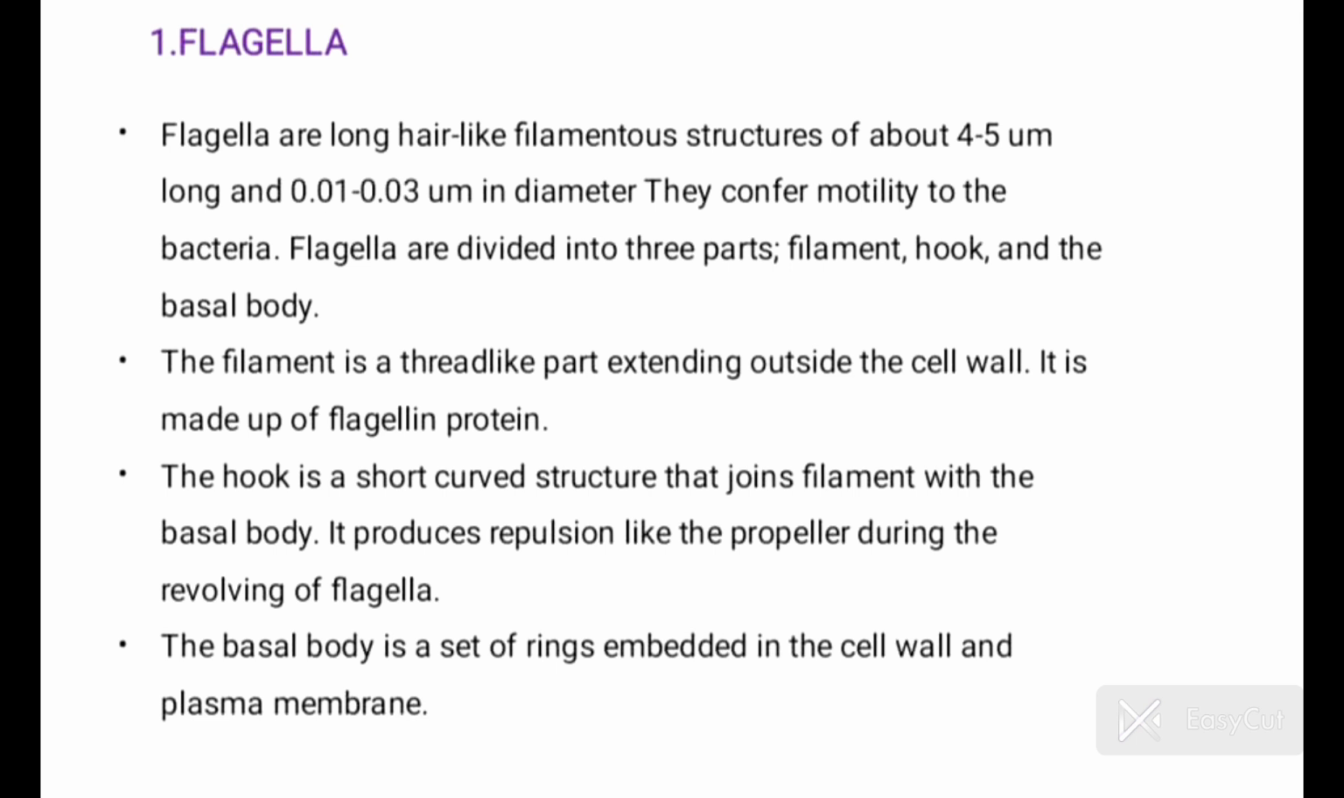Flagella are divided into three parts: filament, hook, and the basal body. The filament is the thread-like part extending outside the cell wall. It is made up of flagellin protein. The hook is a short curved structure that joins the filament with the basal body. It produces propulsion like a propeller during the revolving of the flagella. The basal body is a set of rings embedded in the cell wall and plasma membrane.